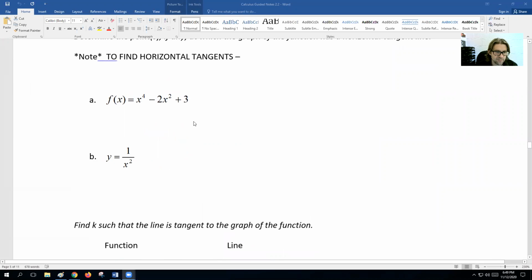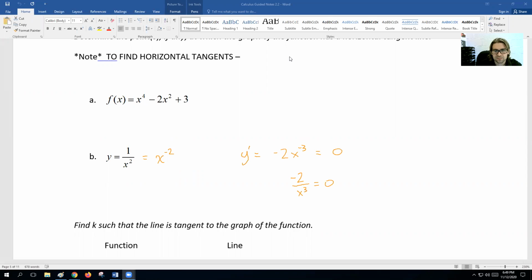Let's set this up. Okay, what about 1 divided by x squared? Does it have a horizontal tangent? So let's change this to x to the -2nd power. So we take the derivative of this. We get -2x to the -3rd power. So we're going to set this equal to 0. When does -2 over x cubed equal 0?